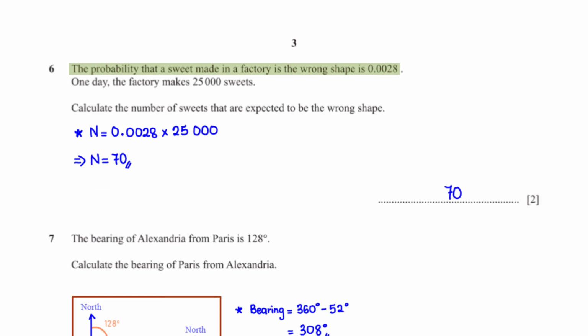The probability that a sweet made in a factory is the wrong shape is 0.0028. One day, the factory makes 25,000 sweets. Calculate the number of sweets that are expected to be the wrong shape. This number is equal to the probability that a sweet made in the factory is the wrong shape, which is 0.0028 times 25,000. This gives us 70.